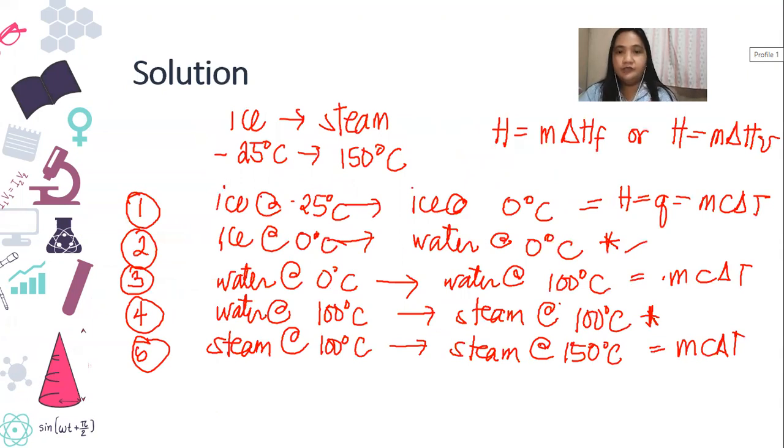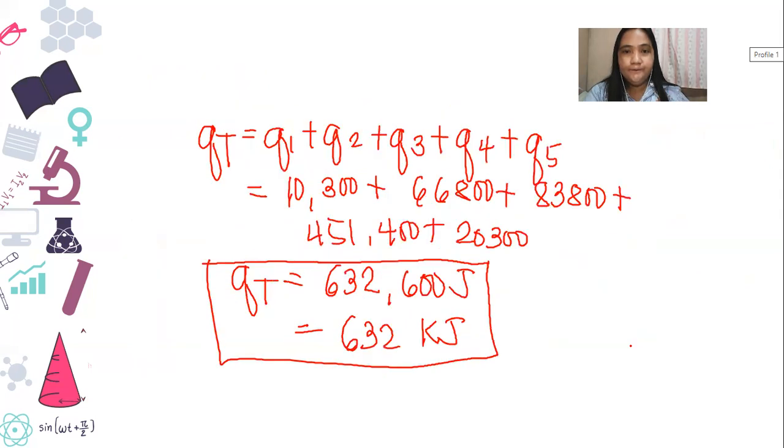Again, going back to that process, ice to steam would involve 5 stages. You have to identify the phase change part and the temperature change part. Where there's a phase change part, that's where you use your delta HV or delta HF. When there are just changes in the temperature of the object or the system, all you have to do is use your basic mc delta t equation.